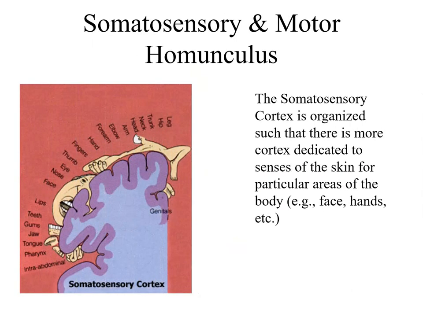All right, somatosensory and motor homunculus. It is organized such that there is more cortex, or more of the wrinkly brain area, dedicated to senses of the skin for particular areas of the body. So somatosensory cortex is in charge of what again? It's in charge of your sensory input, with some exceptions. So here, as you look at this image, if you look at this face right here, the larger it is, the more brain area it's going to take up in the somatosensory portion of your brain.